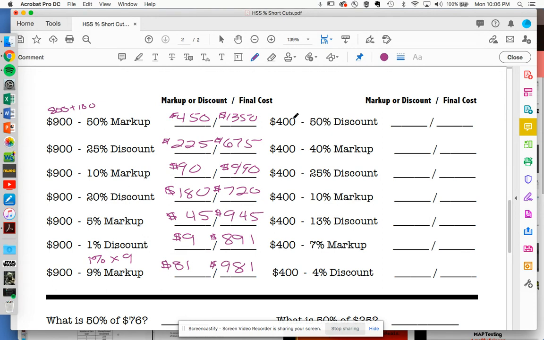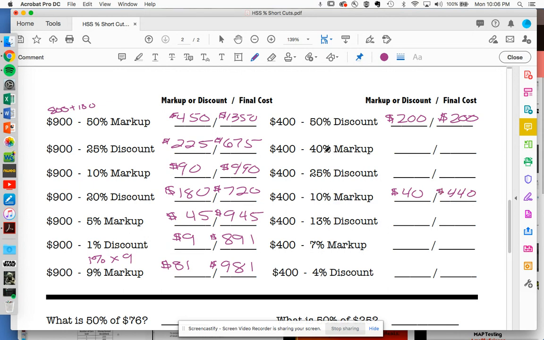So 50% of 400, I cut it in half. That'd be 200. Since it's a discount, I take it away. I save 50%. That means I pay 50%, which is $200. Before I do 40%, let's jump down to 10%. What's 10% of a number? I move it over one place. That would be $40. If it's a markup, I add to it, so I get $440.